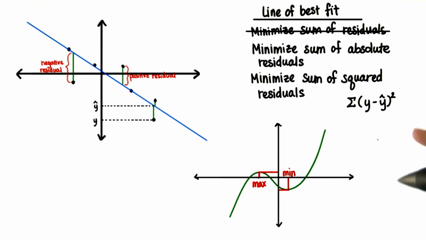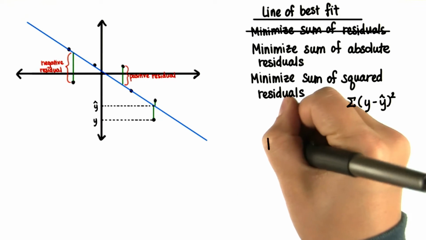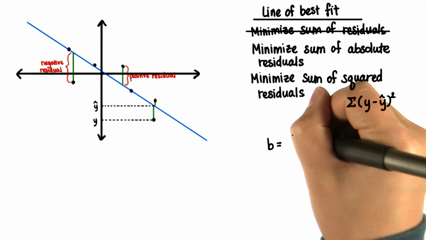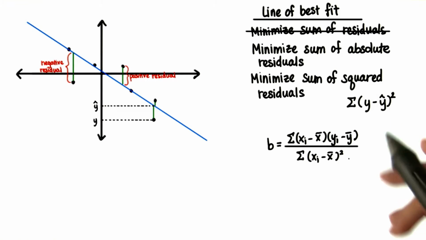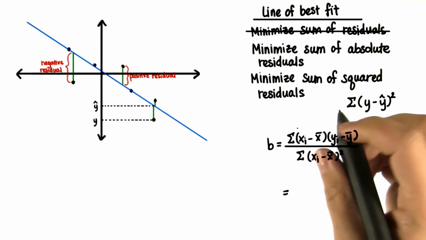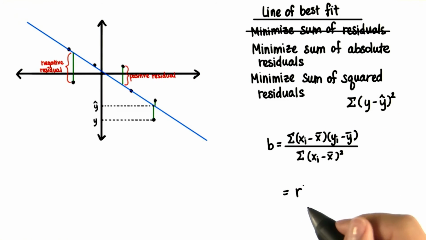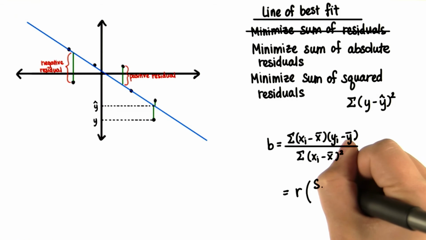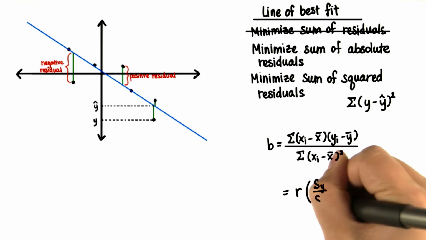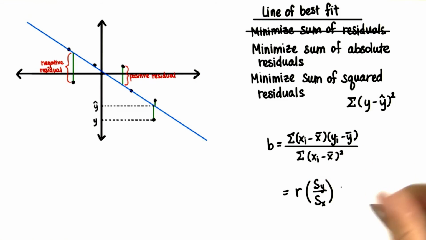We can also use calculus to minimize this sum of squared residuals and find out what our regression coefficients should be. When we use calculus, we get that our slope is equal to this. This is a long, tedious equation, and you won't have to use it. It just so happens that this is equal to r, remember Pearson's correlation coefficient, times the ratio of the standard deviation of the y values to the standard deviation of the x values.